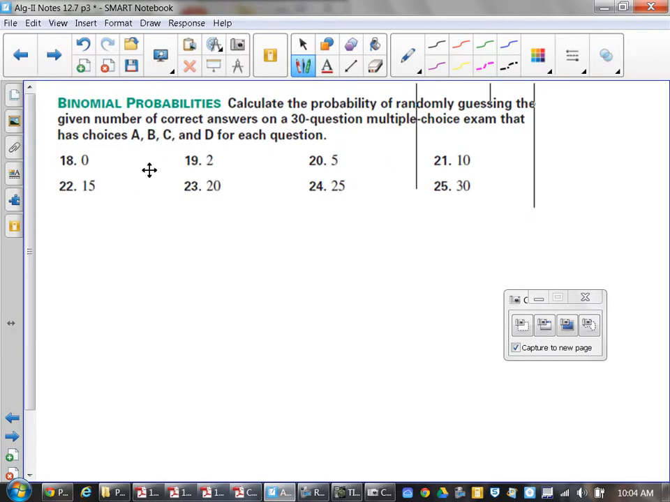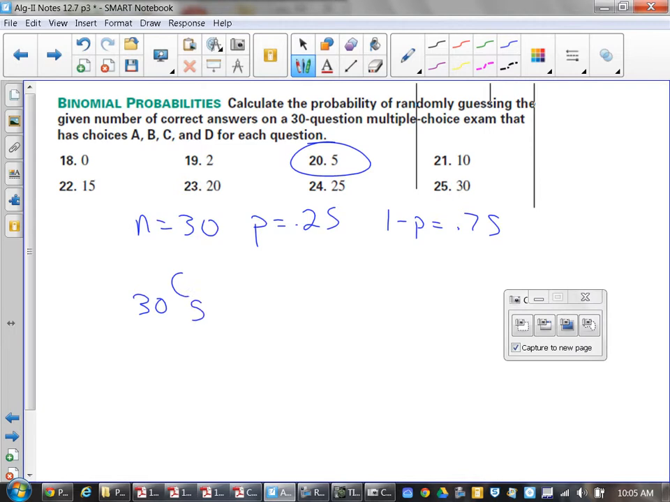So if you have a test with 4 options, what's the probability of guessing one of them right? 0.25. So your p-value would be 0.25, your n value is 30, so therefore your 1 minus p-value is 0.75. Let's say you only get 5 of them right. The probability of that happening would be 30 choose 5, times 0.25 for the ones you want to get right, and then 0.75 for the ones you're going to get wrong. It's really fast and easy.